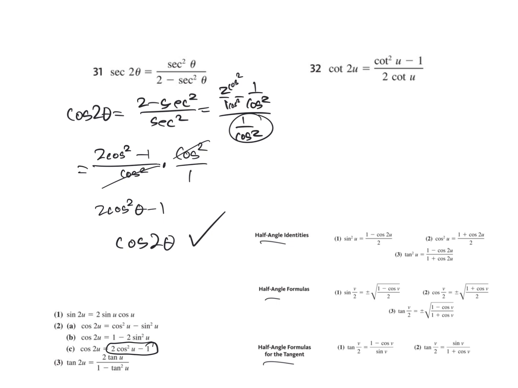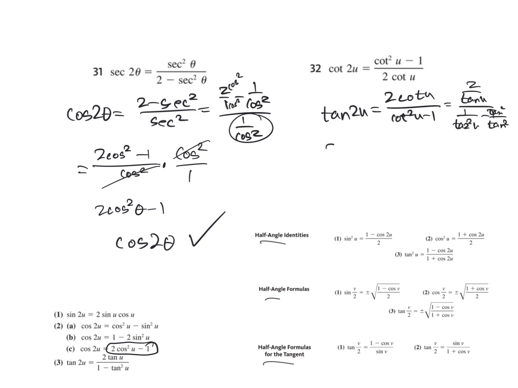Same type of thing on 32, except now we're dealing with tangent stuff. We could change them to sines and cosines if you want. Let's put them in tangent form because that's what we're probably going to be using. So cotangent is the same as 1 over tangent, or you take the tangent of 2u and you flip this upside down. So 2 cotangent of u over cotangent squared of u minus 1. And do the same thing we did in the last problem. That becomes 2 over the tangent of u and 1 over the tangent squared of u minus 1. So we need common denominator, tangent squared over tangent squared.